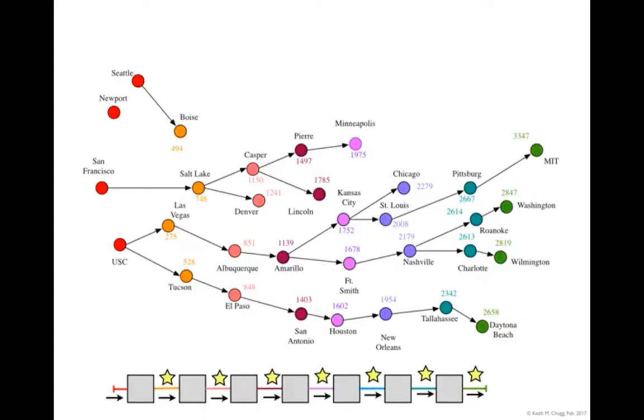And the last step is what's called a traceback, or traceback and decode operation. And so you want to know the shortest path, or the specific legs of the path. You just look backwards. So you start at Daytona Beach, you look back and you say, well, we came from Tallahassee. You look back from Tallahassee, well, we came from New Orleans. You look back, we came from Houston, etc. And you find out that you started at USC. So now we know that the shortest path, in fact, travels from USC to Daytona Beach.